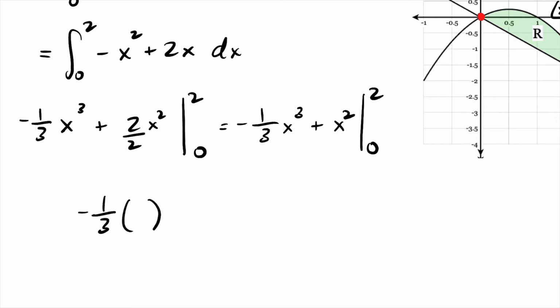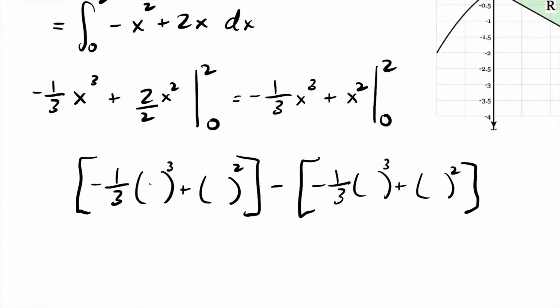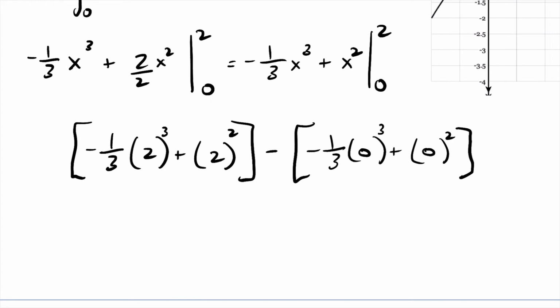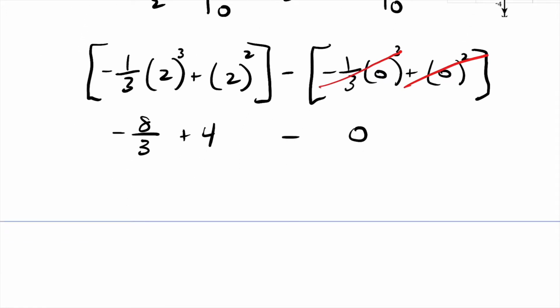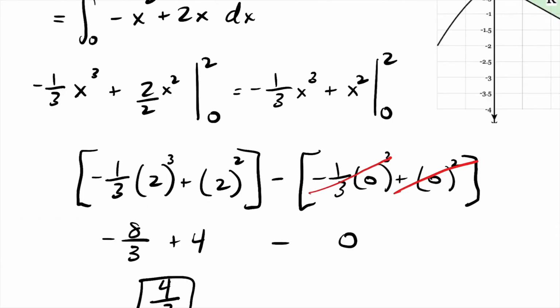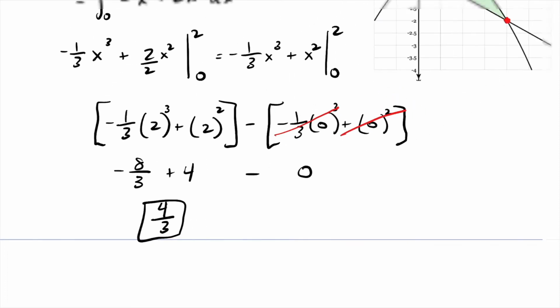So if I plug in 2, let's see what I get. Luckily, everything is multiplied by 0, so the zeros cancel out nicely. For the 2's, you're going to get negative 8/3 plus 4 minus 0. 4 is 12 over 3, so that's going to be positive 4/3. All right, so next one.